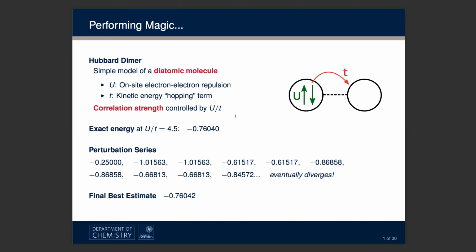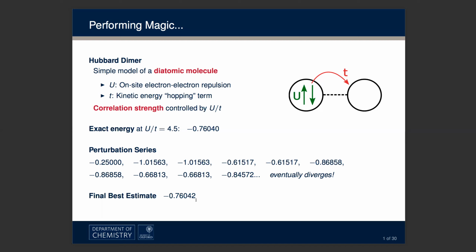So if we take a particular example, U over T is 4.5, we get an exact energy of minus 7.60. But if you take the Møller-Plesset series using the restricted Hartree-Fock reference, you'll find that these energies at each order don't really get anywhere near our exact energy. And in fact, they're eventually going to diverge. But I'm going to show you... Already an interruption. But the exact energy is for T is 1, I guess? Yes, so these are all in units of T. Okay.